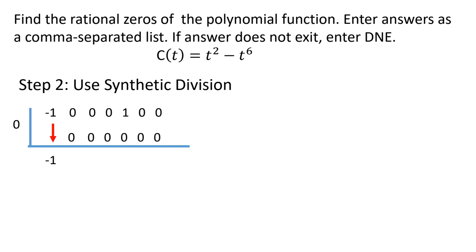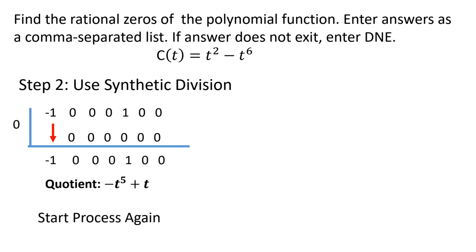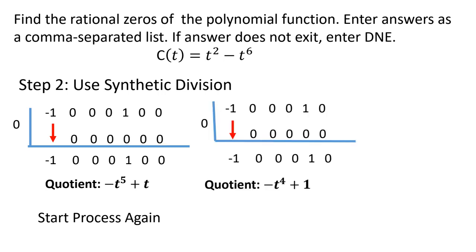And when we do this, we see that we have a quotient, negative t to the 5th plus t. But again, I wouldn't know how to factor this, so let's reduce our polynomial by doing synthetic division again. If I do synthetic division again, I reduce the degree. Now I'm at t to the 4th. And actually, I could probably stop here, but let me see. No, no, let me continue.